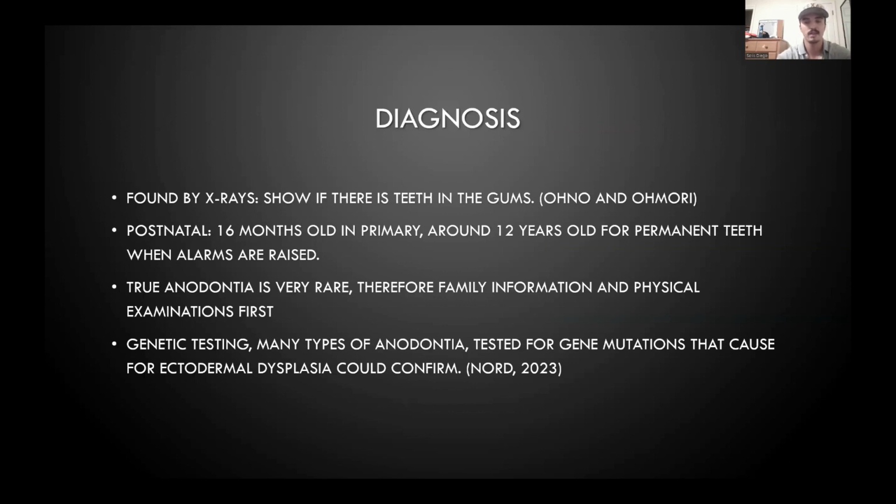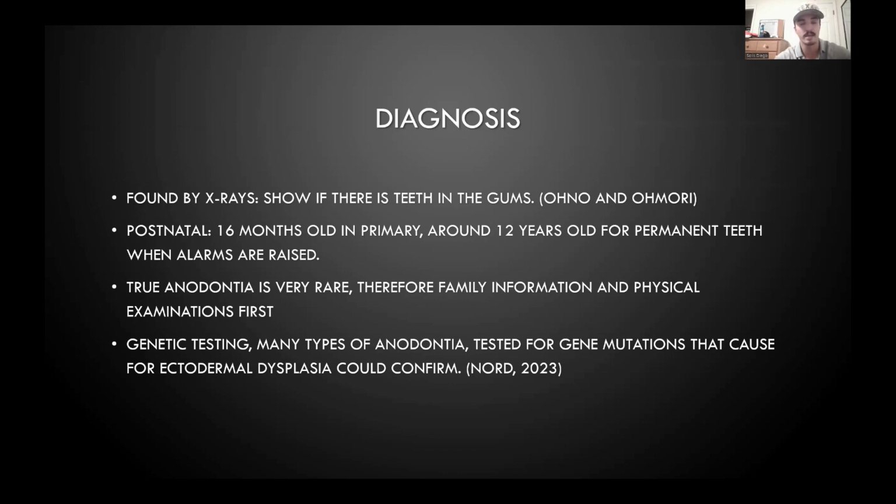Moving on to the diagnosis stage, it all starts when you take your kid to the dentist at about 2 to 3 years old because they have not developed their teeth. If this is the case, they will take X-rays of the kid and see that there are no teeth in the gums. I'm sorry. They will send the kid to get examined, to get some genetic testing done, and check the pedigrees of the family, to see if anyone has suffered from anodontia before.